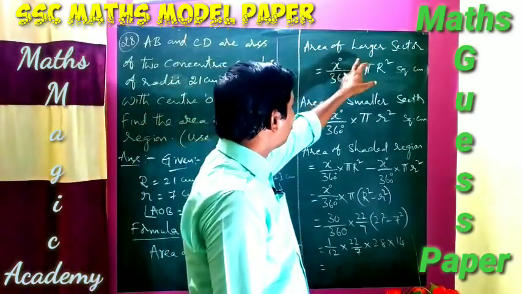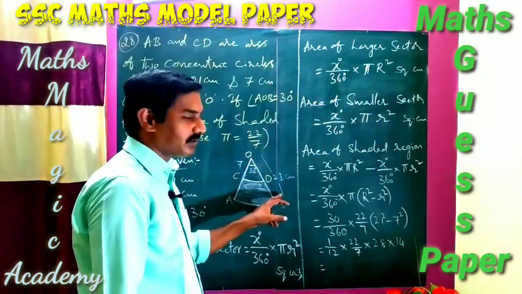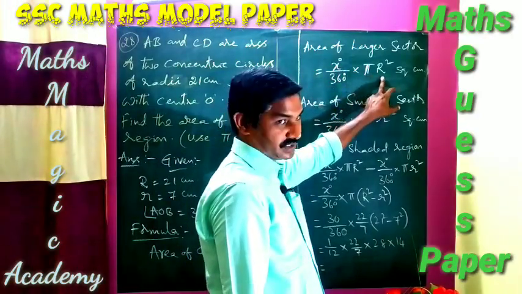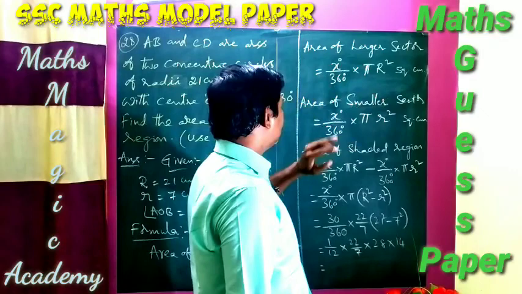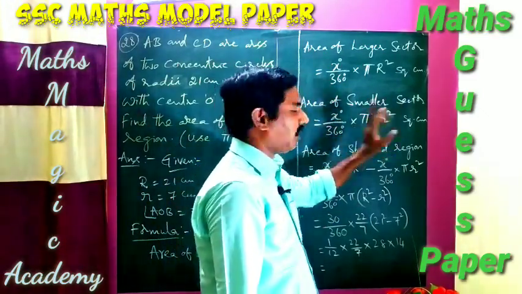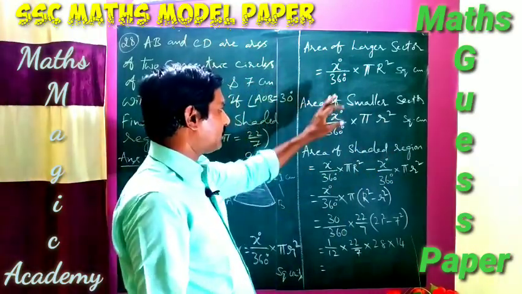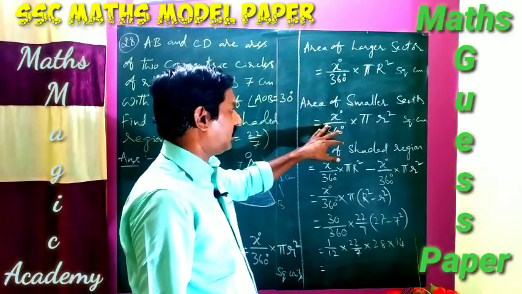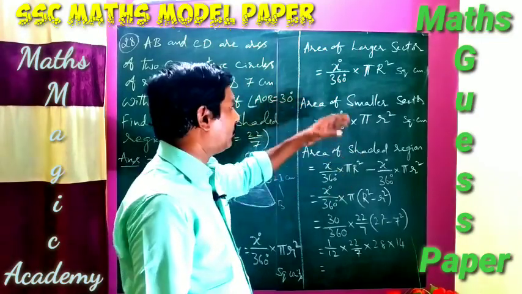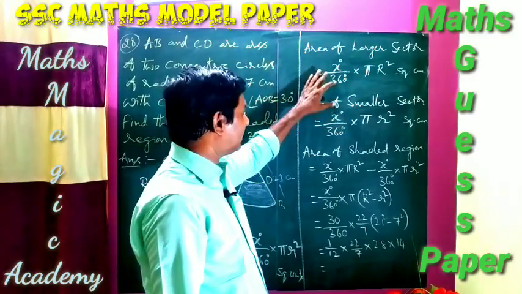Now we will go for the area of the larger sector. Here, what is the difference? Capital R is there. So we can write x by 360 into pi capital R square, square centimeters. Now the area of the smaller sector is x by 360 into pi small r square. Now we will go for the area of the shaded region. I am not substituting directly the area of the larger sector and the area of the smaller sector. Why? Because I have to find the area of the shaded region. No need to find this value and this value separately and then subtract like that.